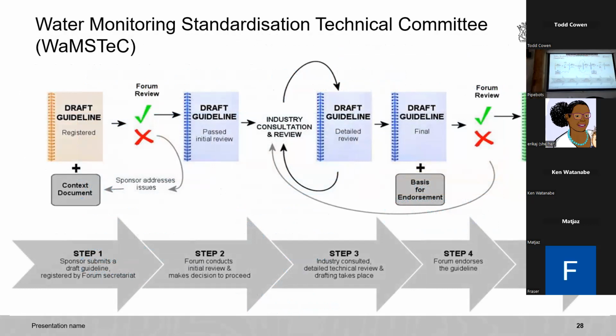And the part of the Bureau that I've worked with for the last 10 years is called WAMSTEC, the Water Monitoring Standardization Technical Committee. We're a voluntary group, with representatives from all the different state governments as well as private industry. And we're responsible for pulling together these hydrometric national guidelines. There's a process that we have to go through for this and the others that we have.